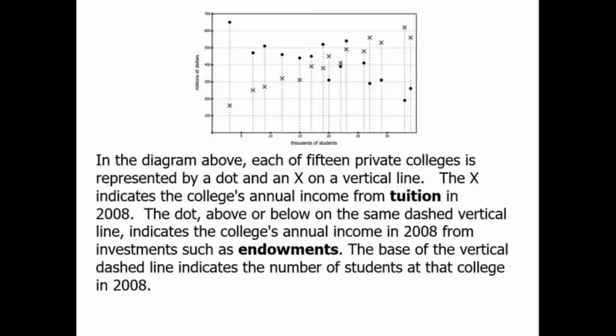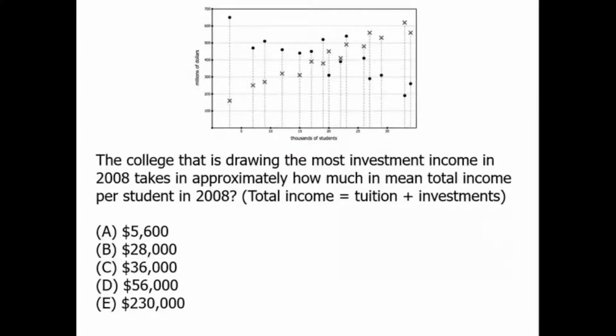In the diagram above, each of 15 private colleges is represented by one of those dashed vertical lines. The X is the tuition income, the dot is the investment income, and the base of the vertical line indicates the number of students at that college. And notice that this scale is in millions of dollars, and this is in thousands of students. So the college that is drawing the most investment income in 2008, the highest dot by far, is this dot. So we're talking about this college here.